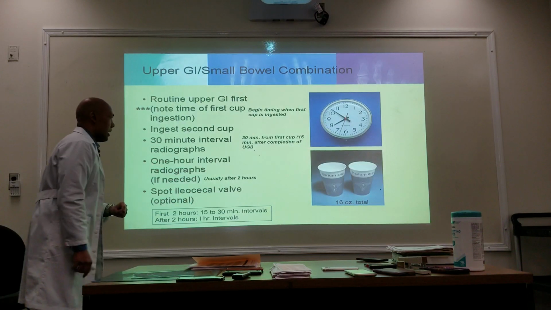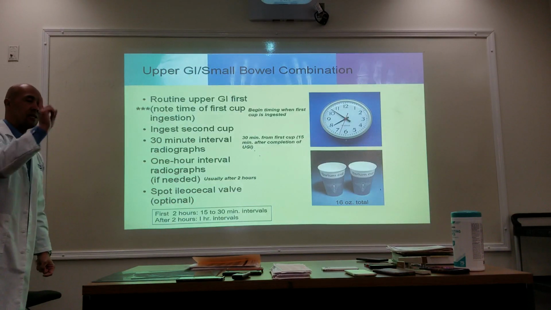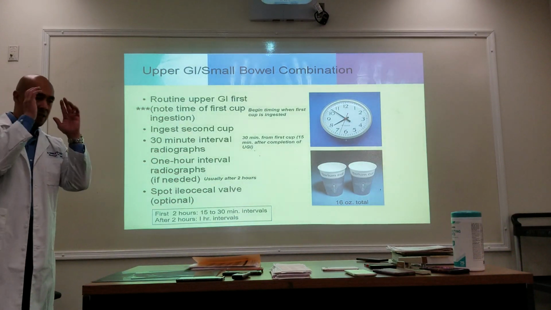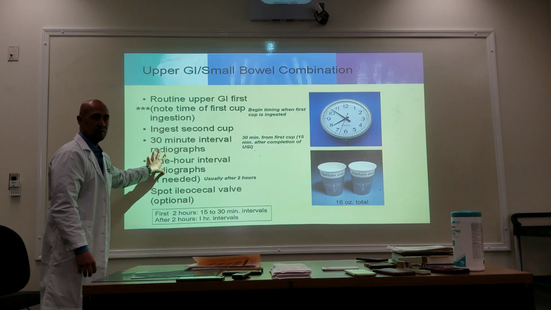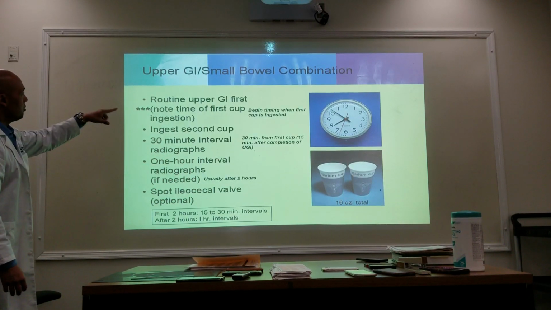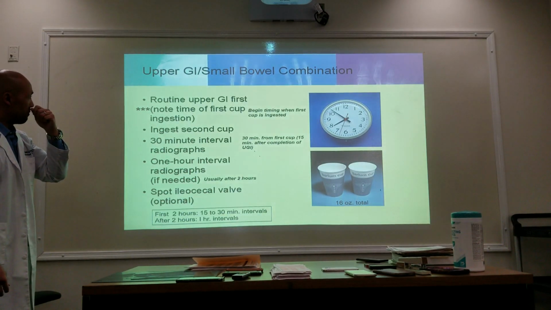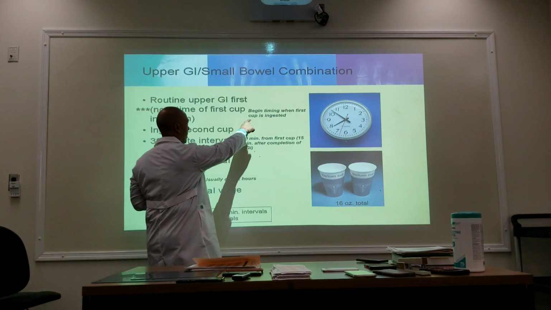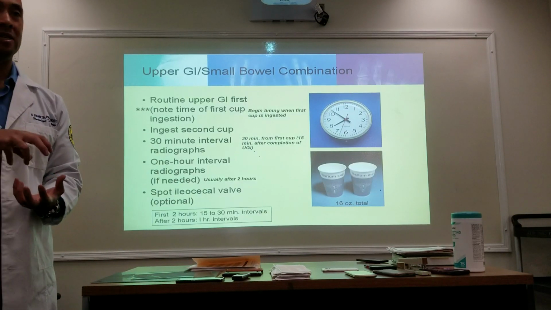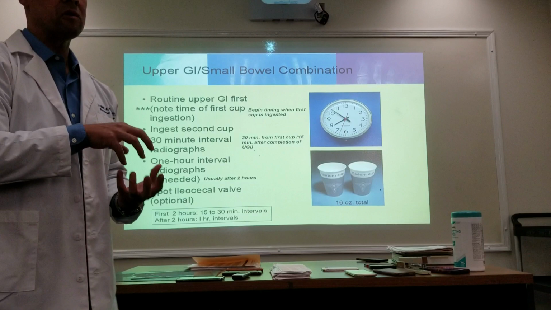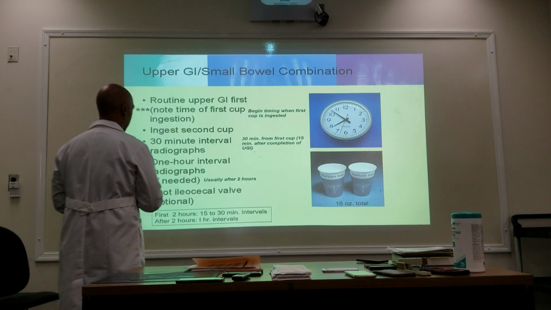So when you're done with your series, remember that that PA that you did for the upper GI study, just keep in mind that that's also going to be part of the small bowel series. So the routine upper GI study is done and completed first with the routine overhead views. Keep in mind, make a notation of when they drank that first cup of barium during the upper GI series.